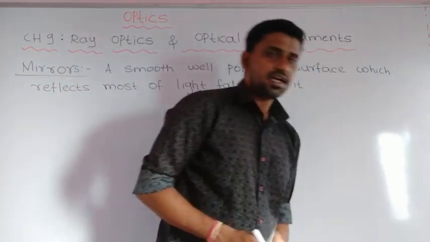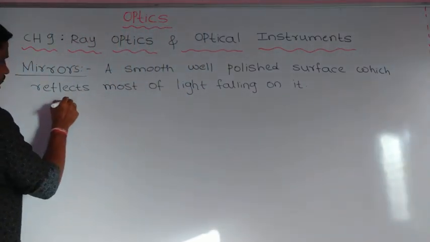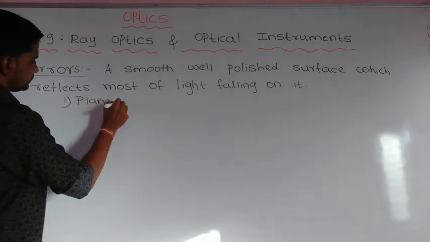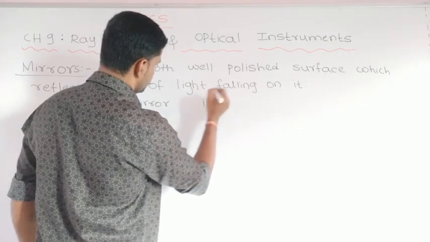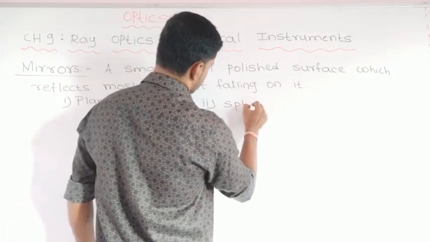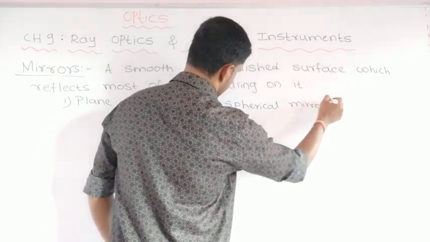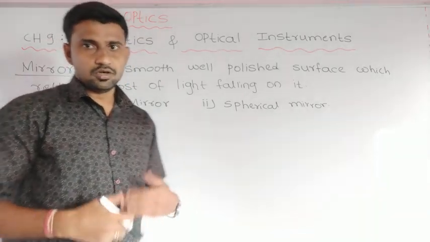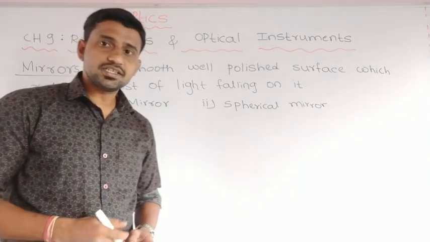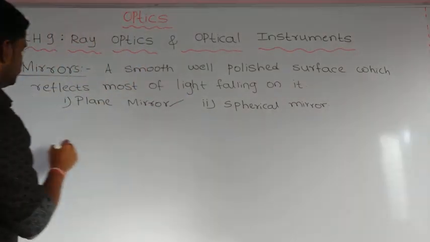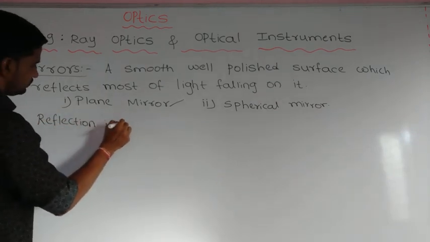In the case of mirrors, there are mainly two types. They are the plane mirror and the spherical mirror. In both mirrors we can observe reflection. Now let us see how reflection takes place in the case of a plane mirror. Reflection in a plane mirror.